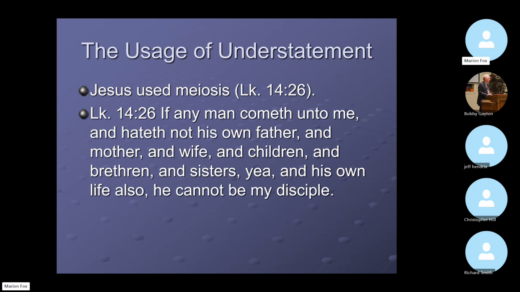In other words, I love God above all else, and I won't let my father and mother dissuade me from serving the Lord. I won't let them cause me to veer away, to quit serving the Lord. I love God more than I do them. But this is a figure of speech, meiosis. And he uses hatred to mean love less. That's what he's using here. And of course, it's a very strong figure of speech.